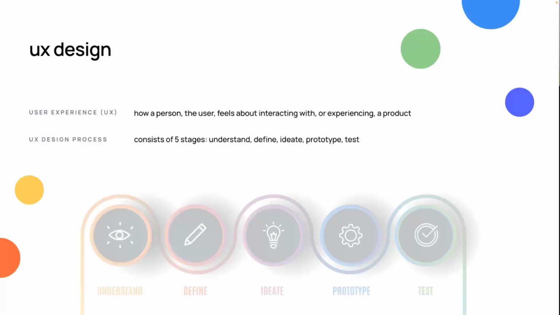And UX is a process, and it consists of 5 stages. It follows the design thinking process. So we have the first stage, understand, then define, ideate, prototype, and test. Now, let's go into some more details.